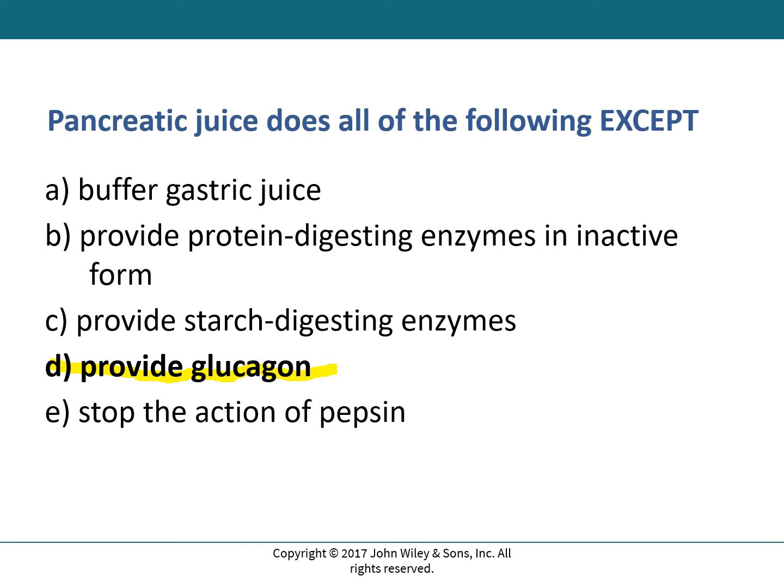So pancreatic juice does buffer gastric juice. It does provide protein digesting enzymes in the inactive form. It provides starch digesting enzymes, and it also stops the action of pepsin.